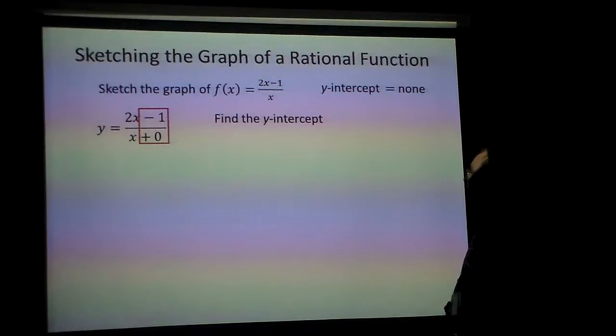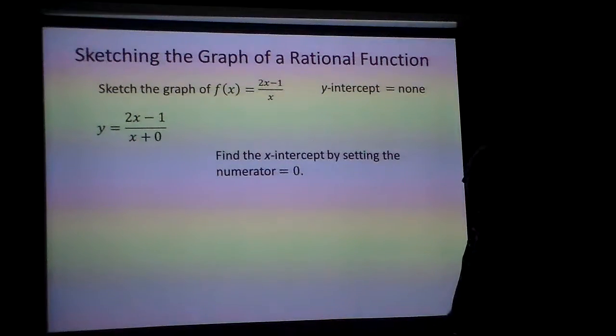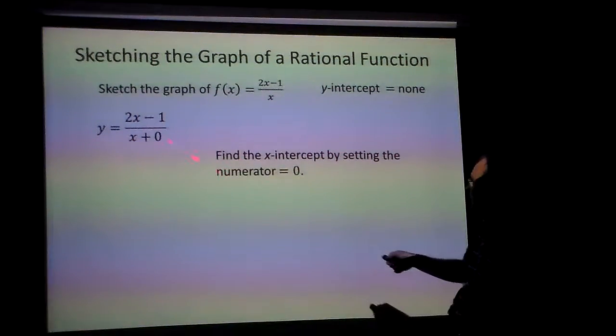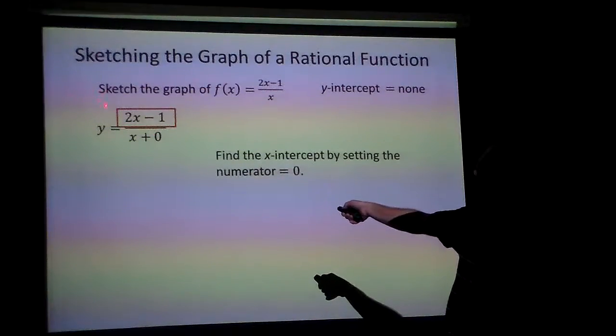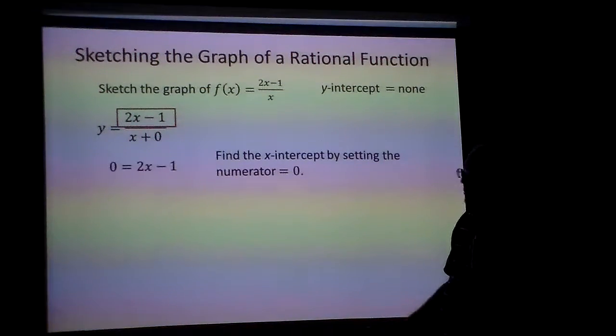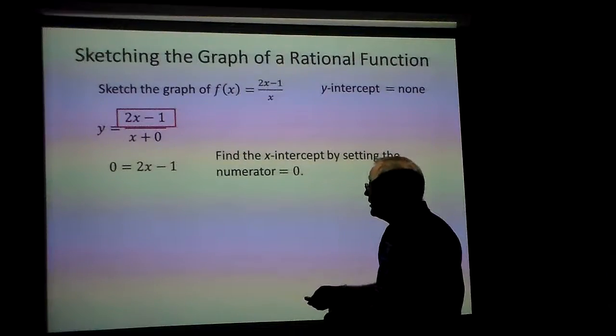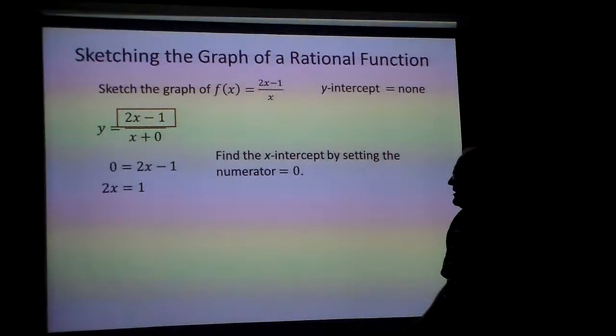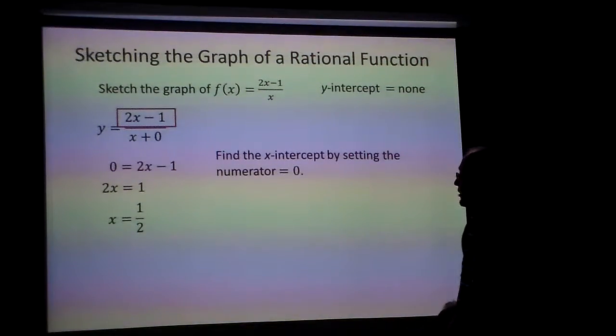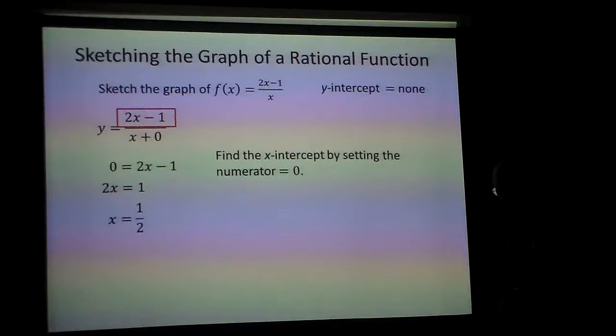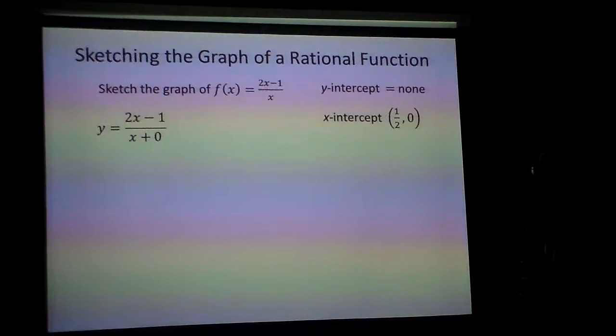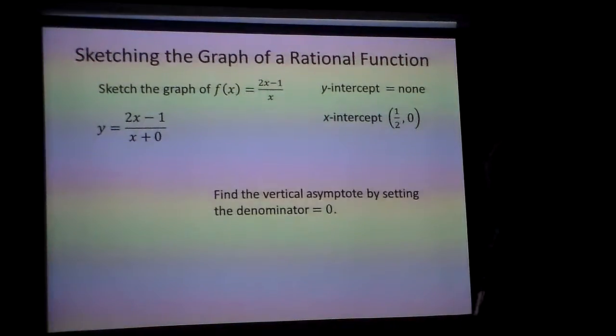It's important. I next want to find my x-intercepts. I find it by setting the numerator equal to 0. The numerator is the 2x minus 1. So I'm just going to go 0 equals 2x minus 1. Add 1 to each side. Divide by 2, and x is 1/2. So guess where the x-intercept is at? 1/2, 0.